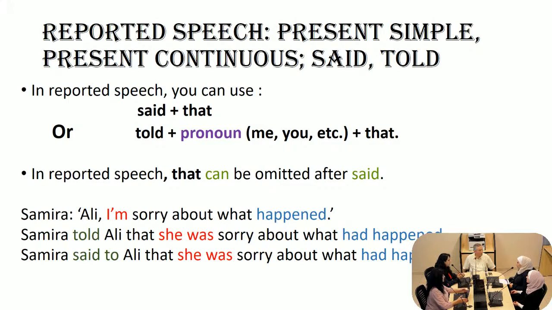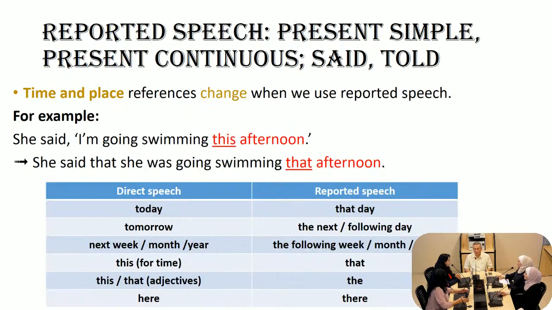In reported speech, that can be omitted after said. He said he was going to the beach, or he said that he was going to the beach. Both are correct. So these are the 2 points: told needs an object, and with said we can omit that. Example: Samira told Ali that she was sorry about what had happened, or Samira said to Ali that she was sorry about what had happened. But usually when we have an object, we use told, not said.